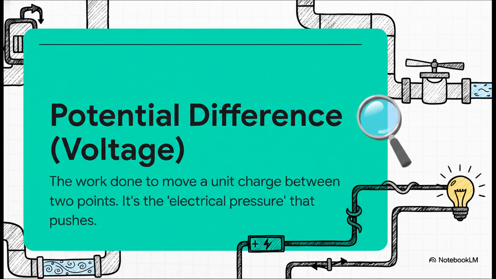The best way to think about it is like water pressure in a hose. If there's no pressure, the water just sits there, right? But if you crank up the pressure, you get a powerful flow. In a circuit, voltage is that electrical pressure that shoves the electrons and makes them move.